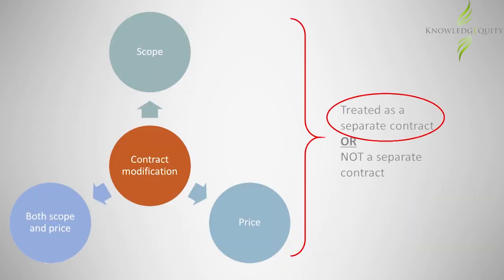To recap, modifications to contracts by changing the scope, price, or both should be treated as a separate contract if the two requirements in IFRS 15 paragraph 20 have been satisfied. If not, then the modifications would not be treated as a separate contract. In this clip, we focused on modifications that would be treated as a separate contract.